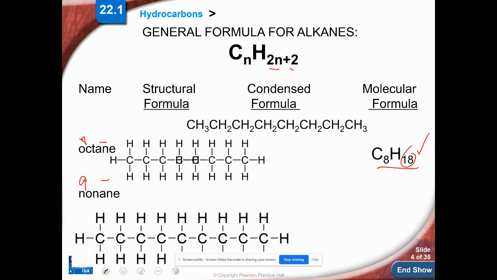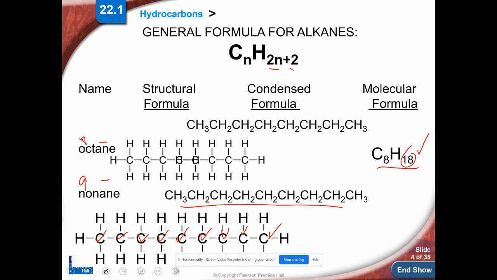Now let's take a look at nonane. Here's our condensed formula: CH3, CH2, CH2, CH2, CH2, CH2, CH2, CH2, and CH3. Notice single bonds, you're going to have CH2s in the middle, and then you have CH3s at the end. That's another way I'm going to know that I have an alkane. I know I have an alkane based on how my condensed formula looks and how the molecular formula matches the one that we have on Table Q.